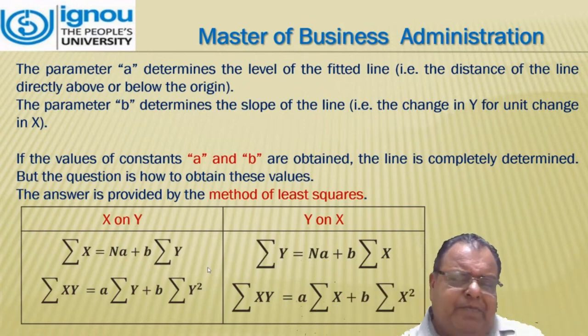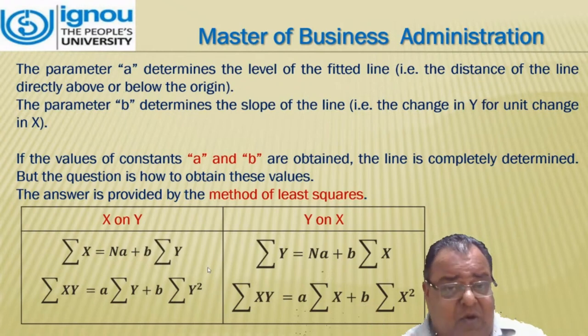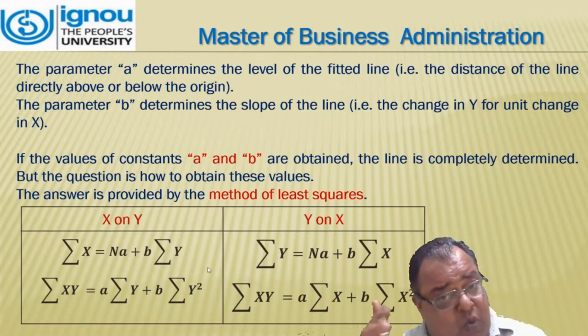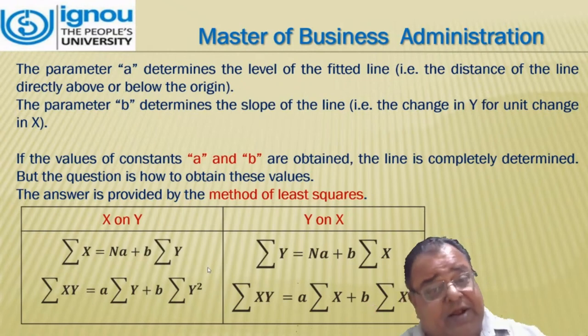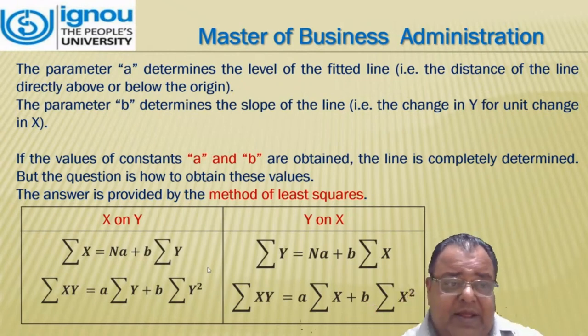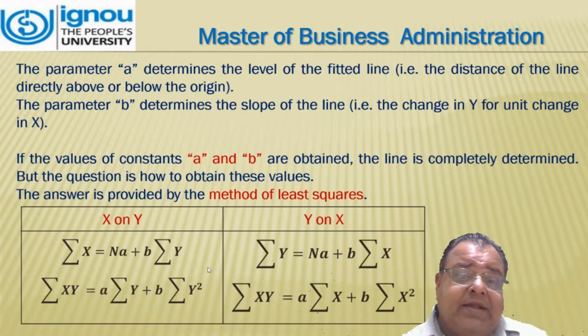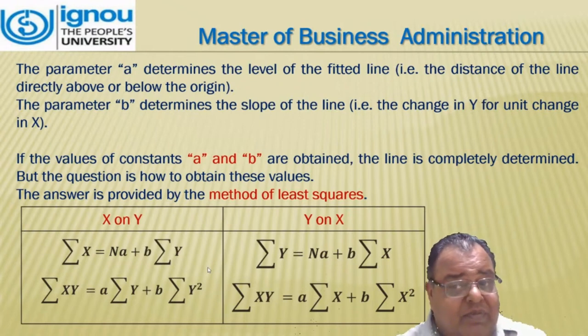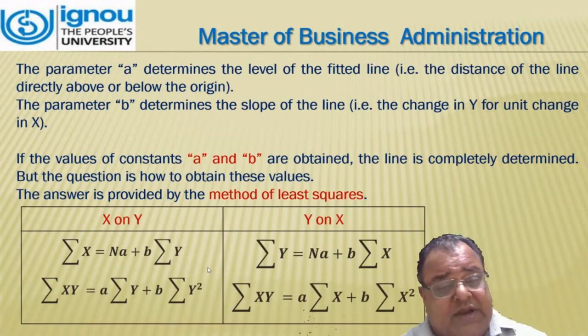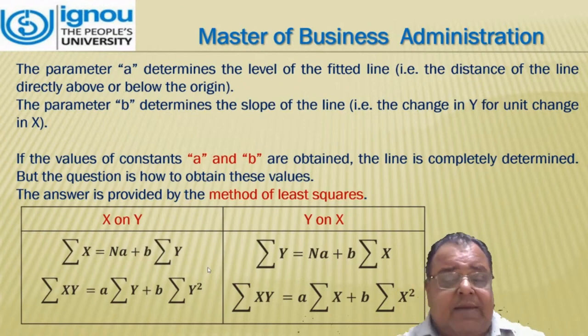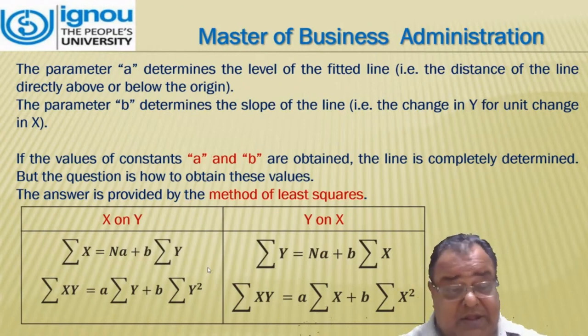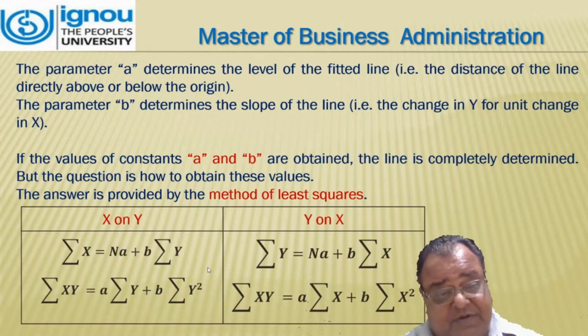If you remember the normal form of the equation of a line, that is y is equal to mx plus c, where m is the slope of the line and c is the y-intercept, similarly here also the same thing is applied. The parameter b determines the slope of the line. If the values of constants a and b are known, the line is completely known. But the question is how to obtain these values.